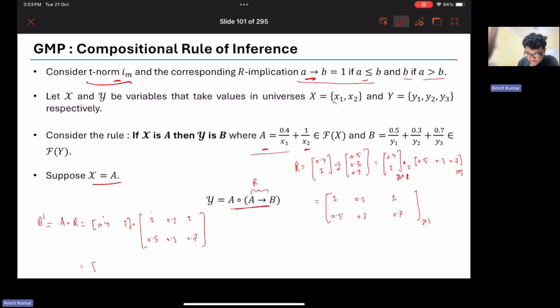Maximum of min: minimum of 0.4, 0.5, maximum is 0.5. 0.4 and 0.3 minimum is 0.3, so this is again 0.3. The minimum of 0.4 and 0.7 is 0.4, so this is 0.7. And this is precisely equal to B, right? So when you use the minimum T-norm and the corresponding R implication, which is the Gödel T-norm, Gödel implication, my bad, and if your fuzzy set A happens to be normal, which in this case it actually is, then the output fuzzy set when A dash is equal to A is actually B. Okay.